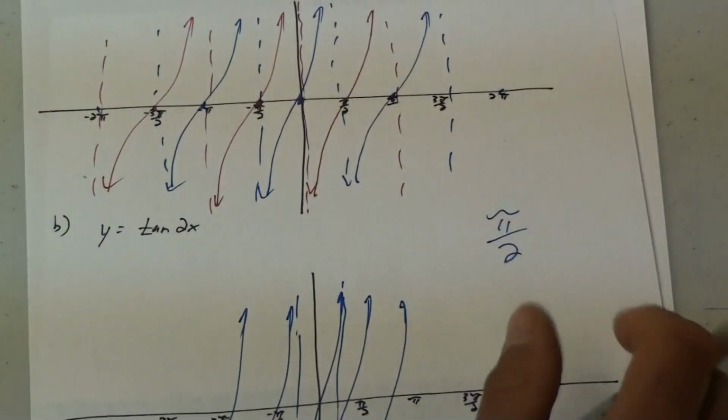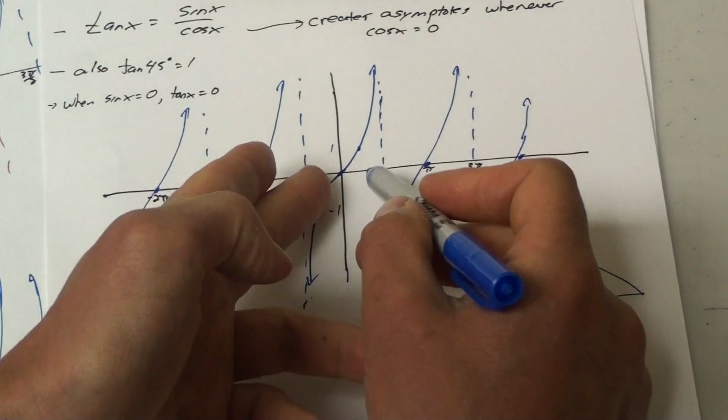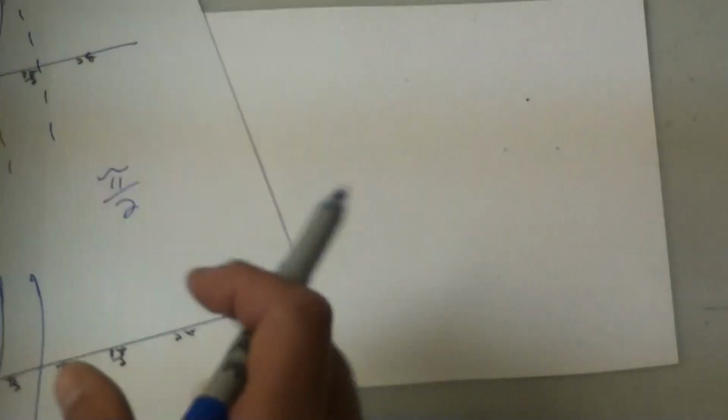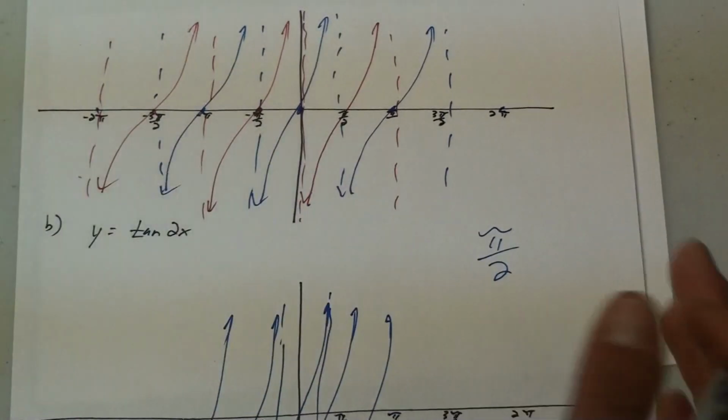So where your original asymptotes are, they're going to shrink in. And they're going to shrink in. Everything's going to be cut down in half. Okay? So your period is going to be every 90 degrees. It's going to repeat itself.